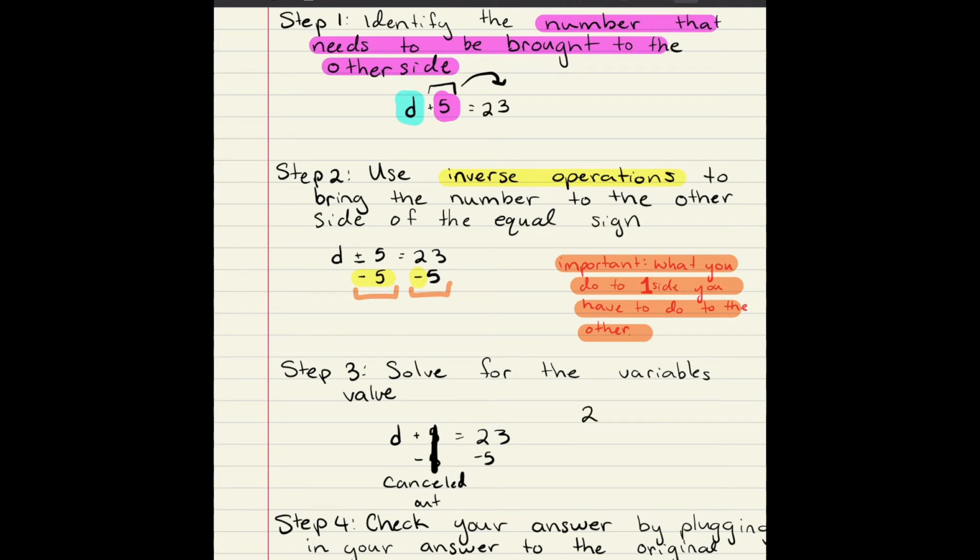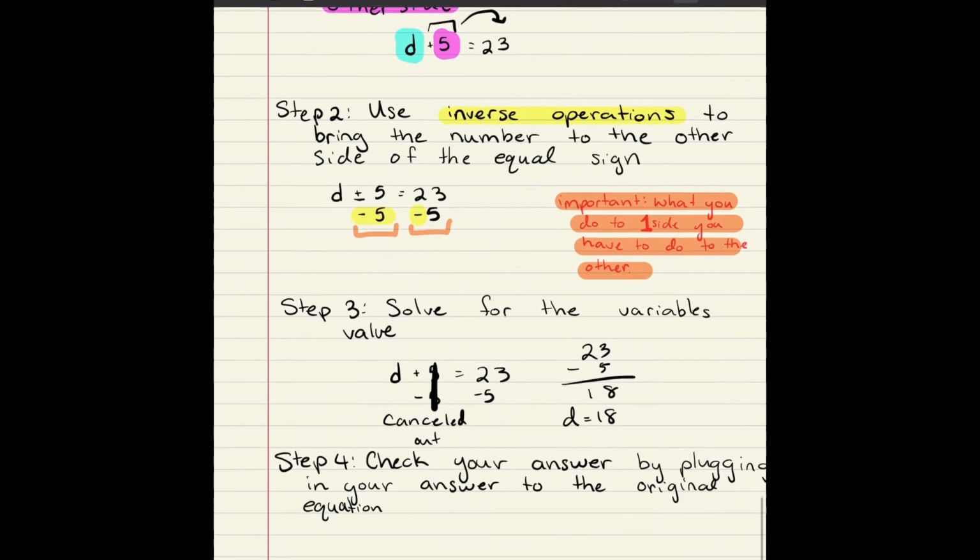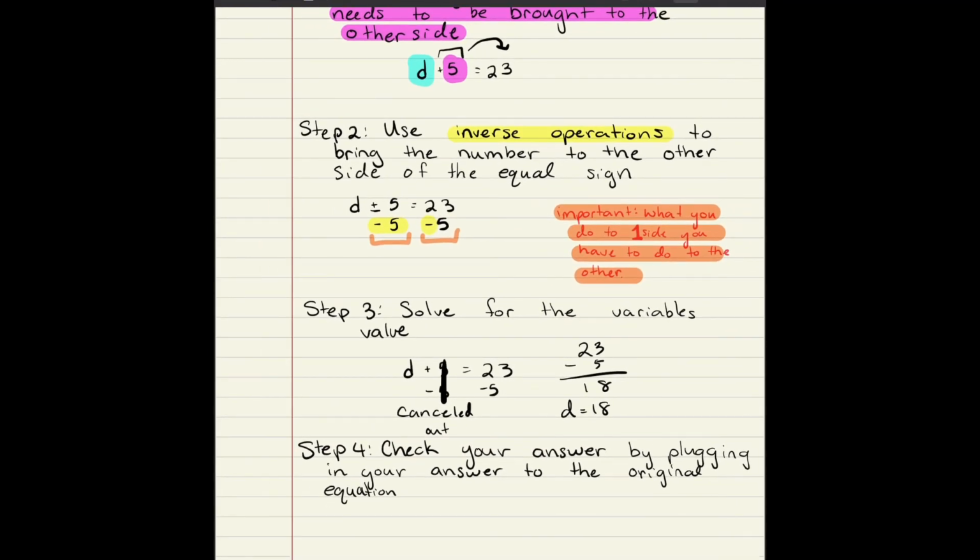So now I have 23 minus 5, which would give us 18. So we would have d equals 18. Now we need to check our answer by plugging in our answer from step 3 into the original equation.